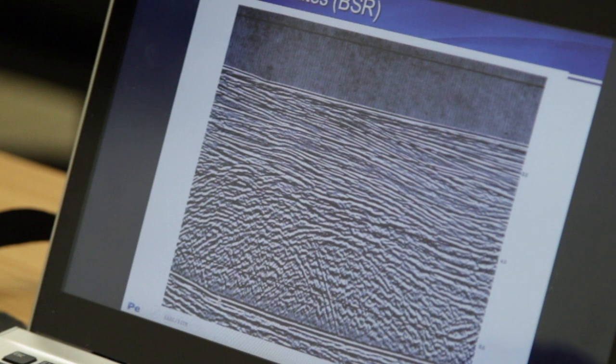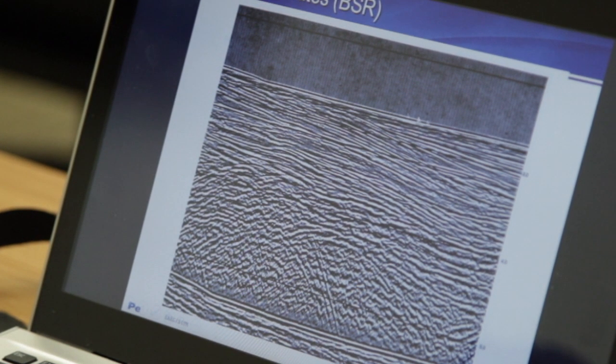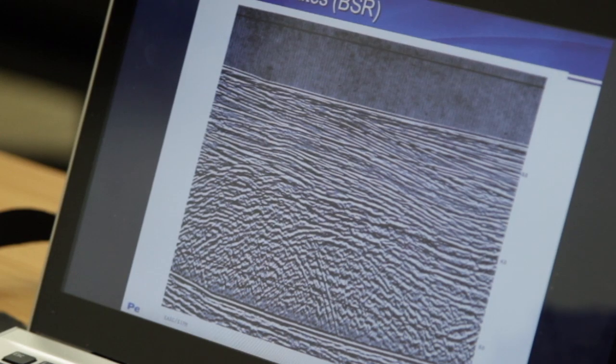We also have gas hydrates, and these occur usually in fairly deep water. And what happens there is, because of the temperature and pressure regime, the methane actually turns into an ice form. And you get these really strong events that are down in the section. And a lot of times they're called bottom simulating reflectors because they parallel the ocean bottom, and a lot of times they're confused as a multiple of the ocean bottom.